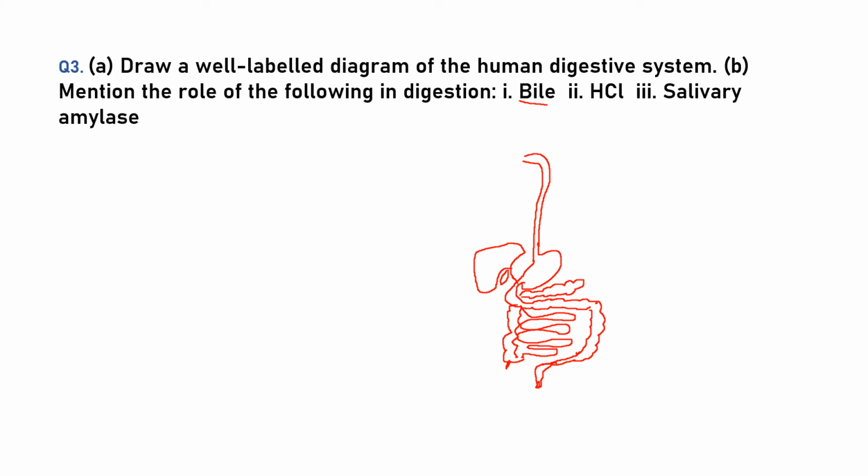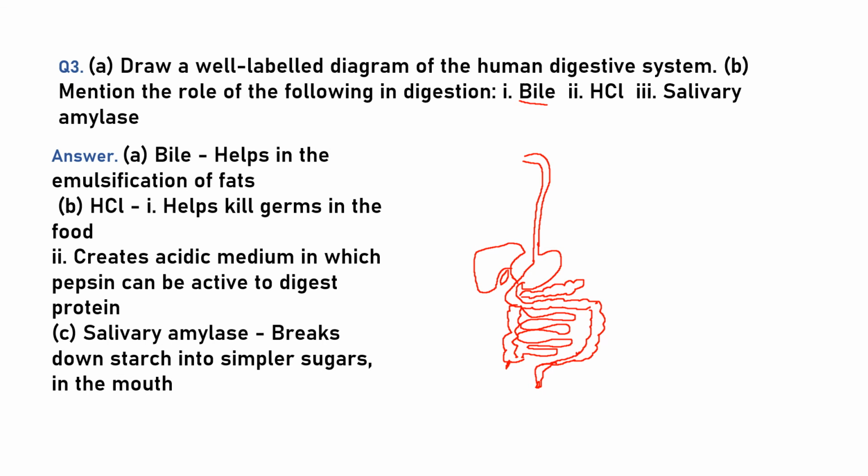Salivary amylase digests starch or carbohydrate. They usually digest carbohydrates over here, so that the digestion starts basically from the mouth, and they act on carbohydrate. So that is the role of salivary amylase.